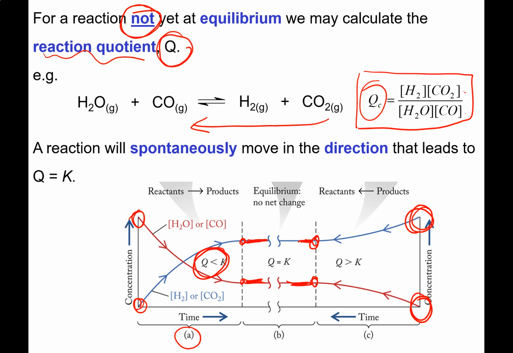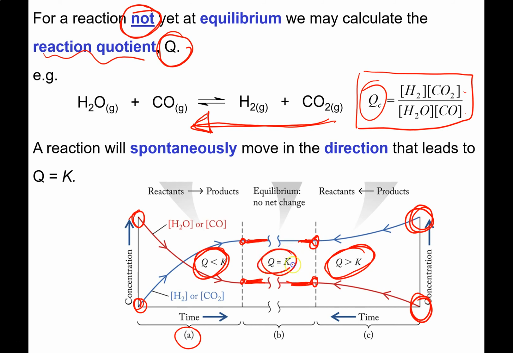Now, if we have too many products, when we look at our expression for Q, our top line will be too big and our bottom line will be too small. The net result is that Q will be greater than K. If we have too many products and not enough reactants, Q will be greater than K. And when Q is greater than K, we're going to spontaneously turn products into reactants.